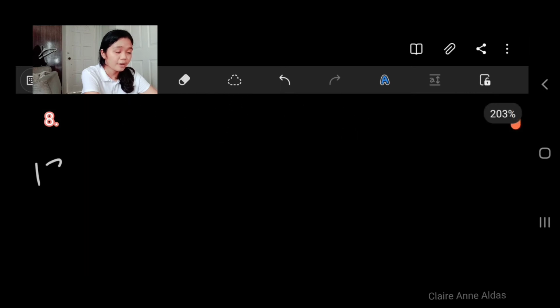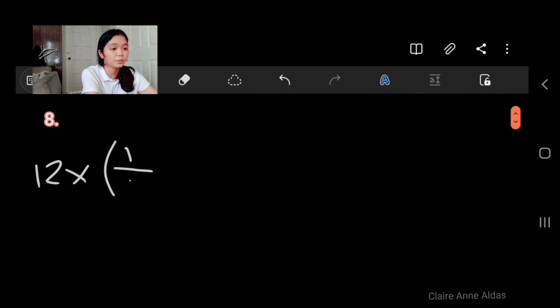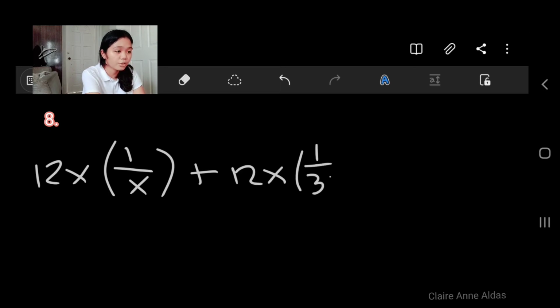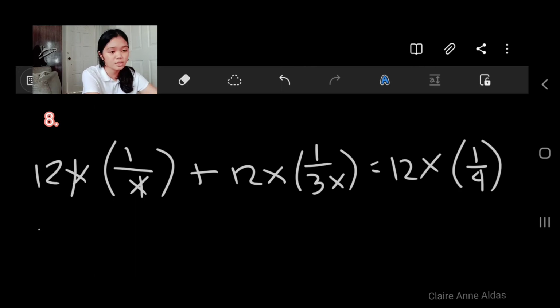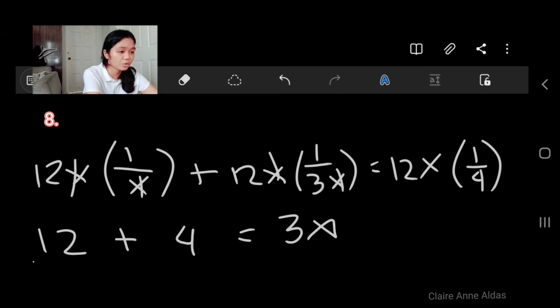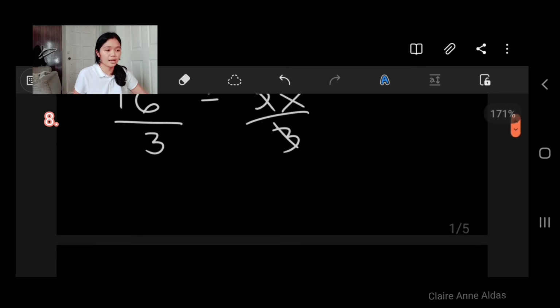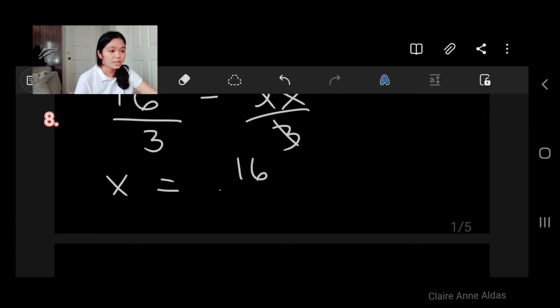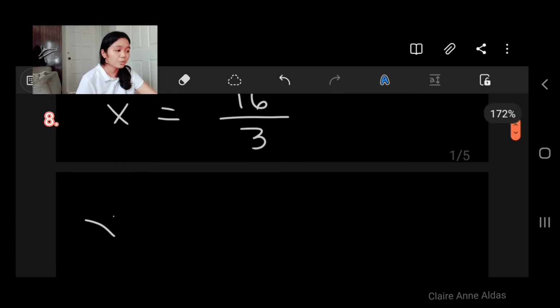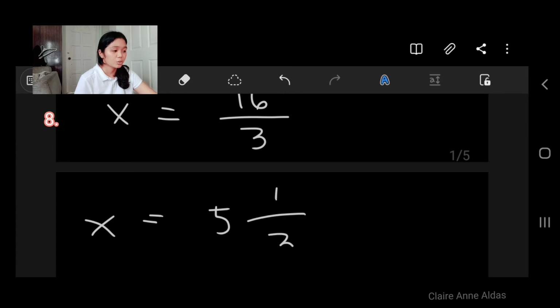To answer this, find their LCD, which is 12x. So 12x multiplied by 1 over x plus 12x multiplied by 1 over 3x equals 12x multiplied by 1/4. Cancel the x's. 12 times 1 equals 12, plus 12 over 3 is 4, equals 12x over 4 equals 3x. 12 plus 4 equals 16 equals 3x. Divide both by 3 in order to get x. So x equals 16/3. Therefore, Mike requires 5 1/3 days to complete the job.